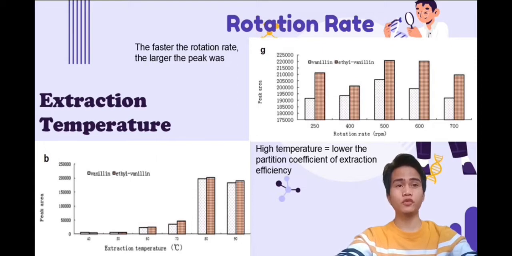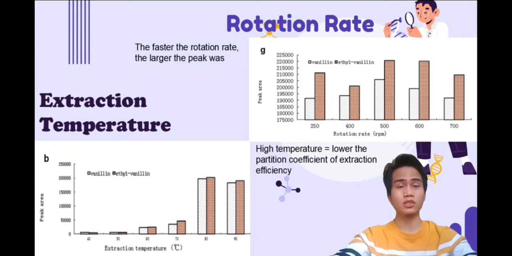Next, for the oscillator rotation rate, when other parameters were kept invariant, the peak areas of the analyte under rotation rates of 250, 400, 500, 600 and 700 rpm were studied. As shown in the figure above, the faster the rotation rate, the larger the peak was. This is because the increase of rotation rate not only accelerates the evaporation of volatile components into the gas phase, but also enhances the airflow in the airspace, which increases the extraction efficiency.